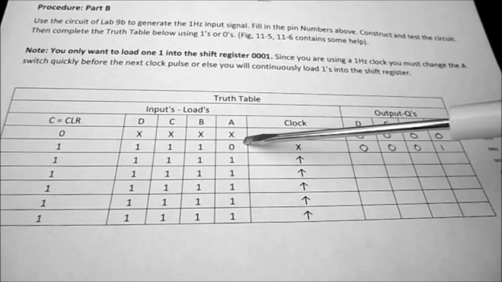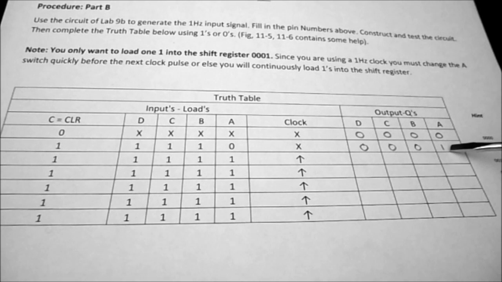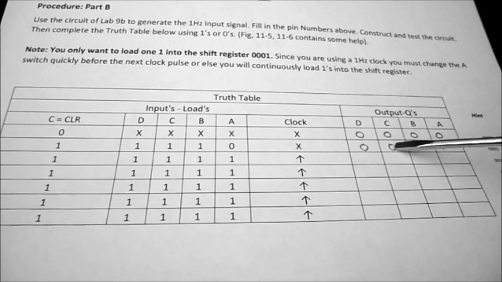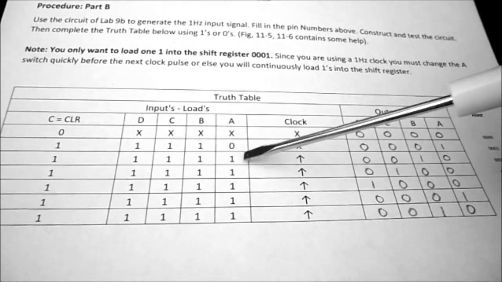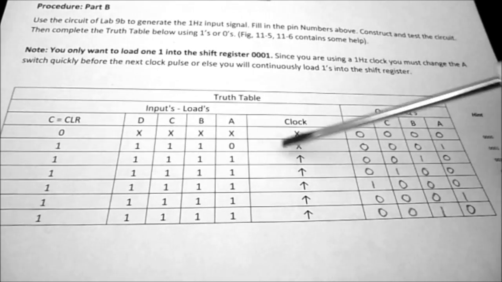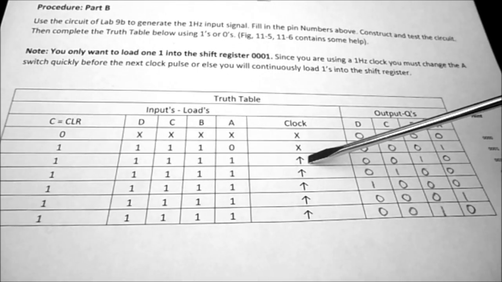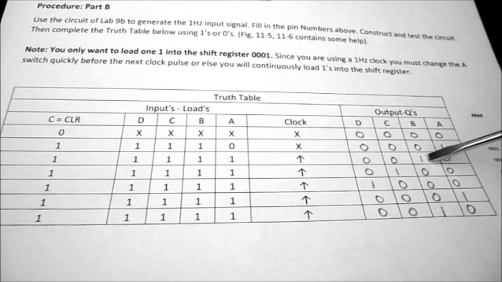When the preset line for A went to 0, we loaded a 1 into the A output, and zeros were at the other 3 outputs. So then when we moved A's preset line back to logic 1, on the next clock signal, the 1 moved from the A output to the B output, and the A output became 0.